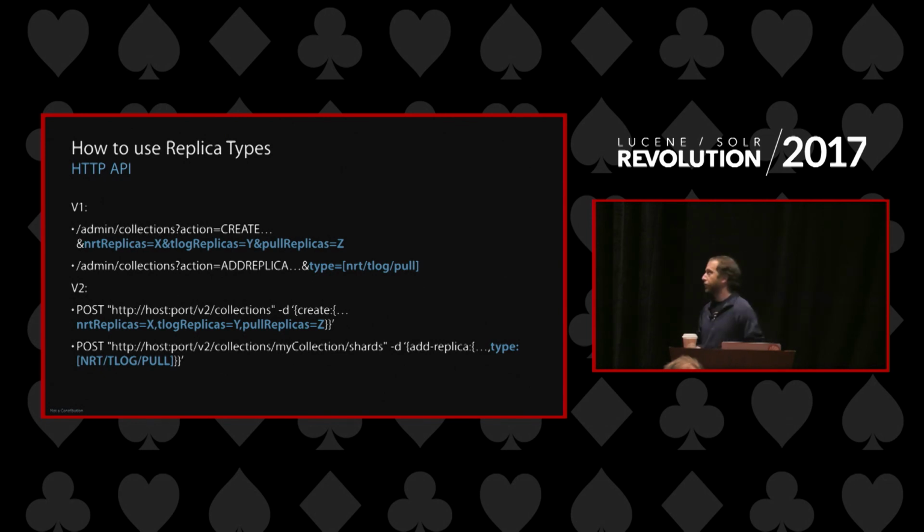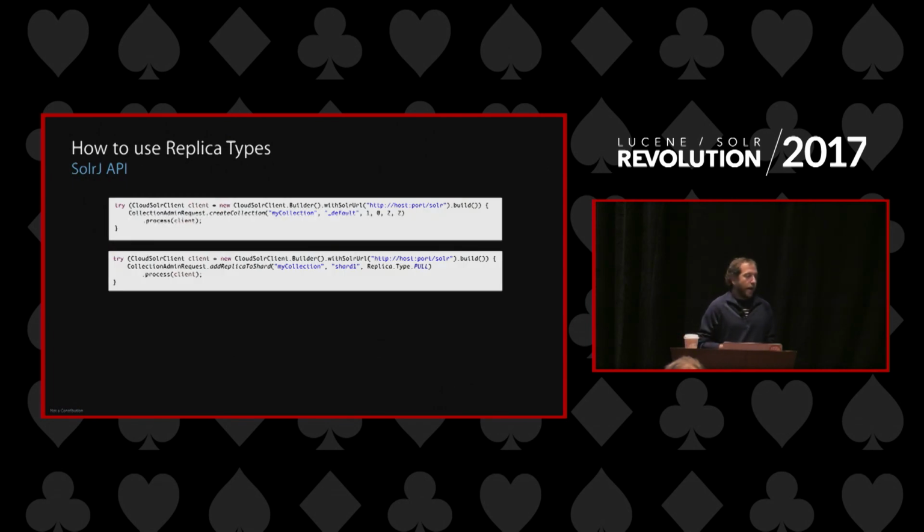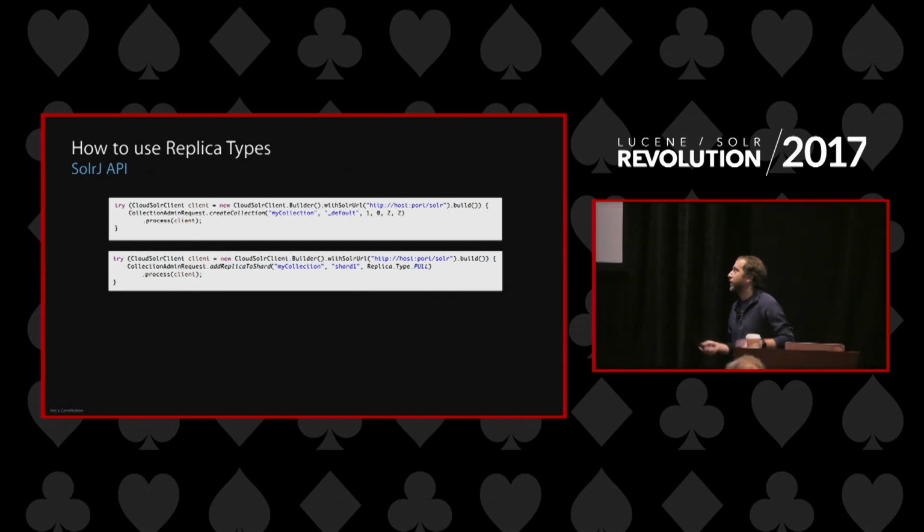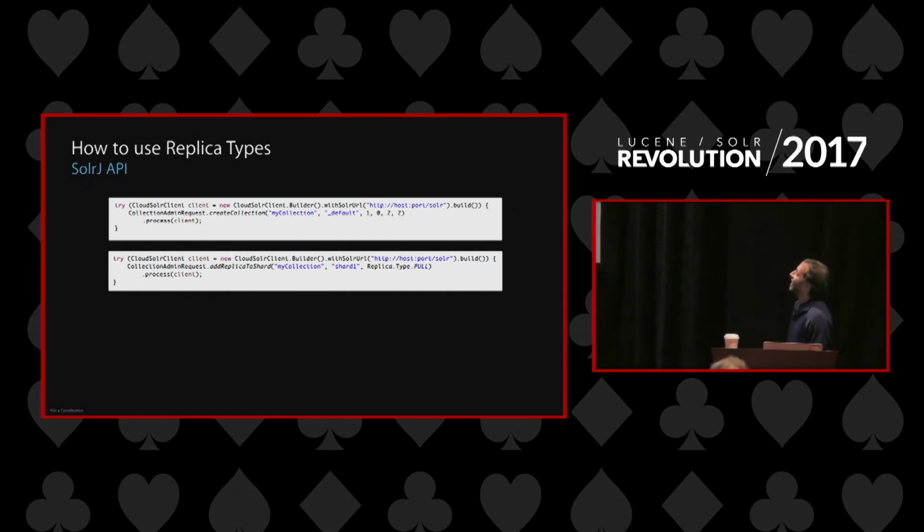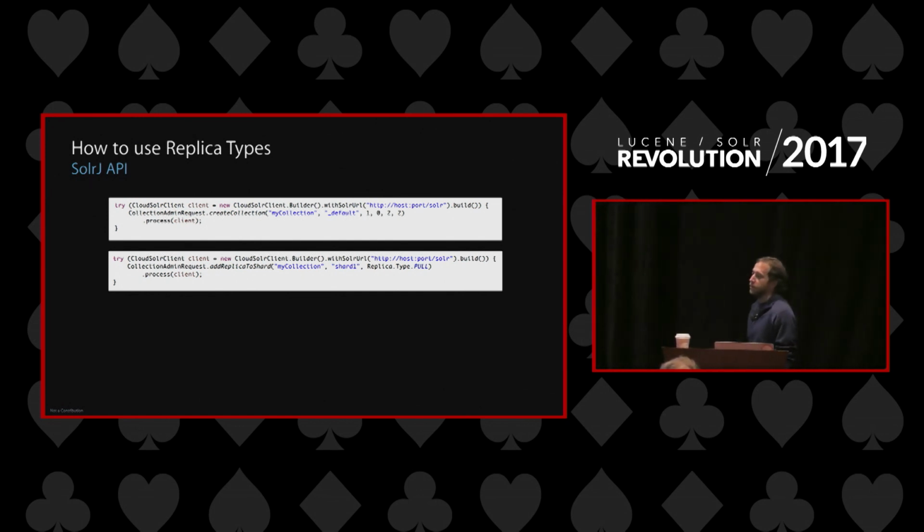There's also a V2 API. There's also a SolrJ integration. They just added the parameters there. In the first example, the numbers at the end are the number of shards, then the number of near real-time replicas, number of tlog replicas, and number of pull replicas. There's Javadoc for that. And the second example is adding a replica, where you can choose which type you want it to be.